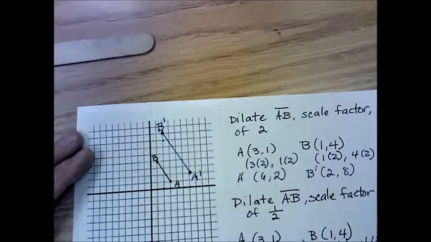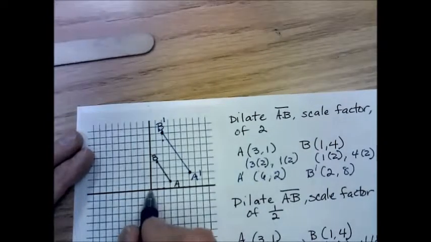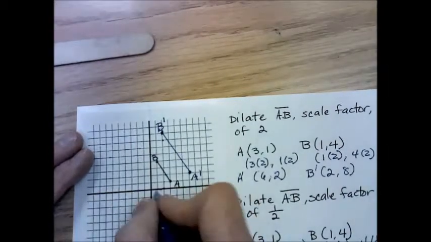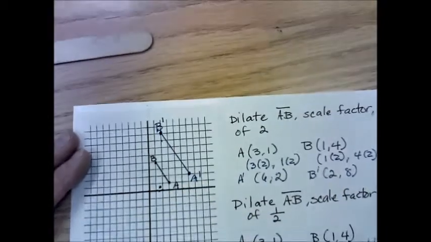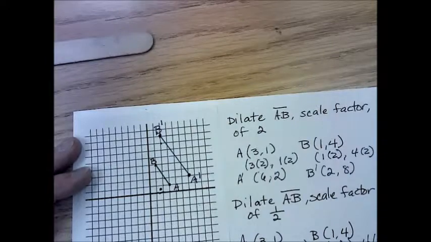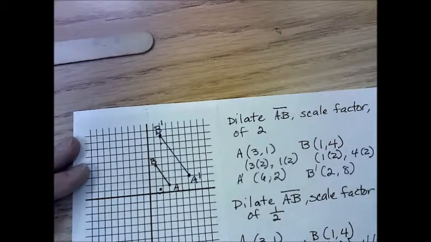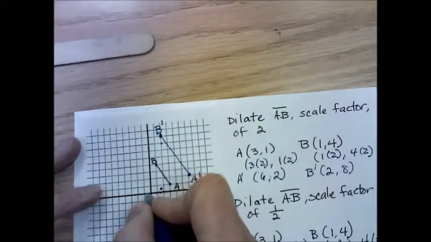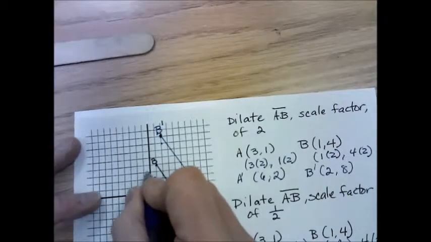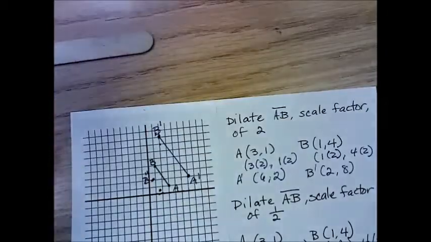So let's go ahead. So a prime is at 1.5. So if this is 1, 1.5 is about here. And then 0.5 would be halfway between the x-axis and 1. And our b prime is at 0.5, 2. So 0.5, we're going this way, and then up 2, that would be your b. I'm going to call that b2.